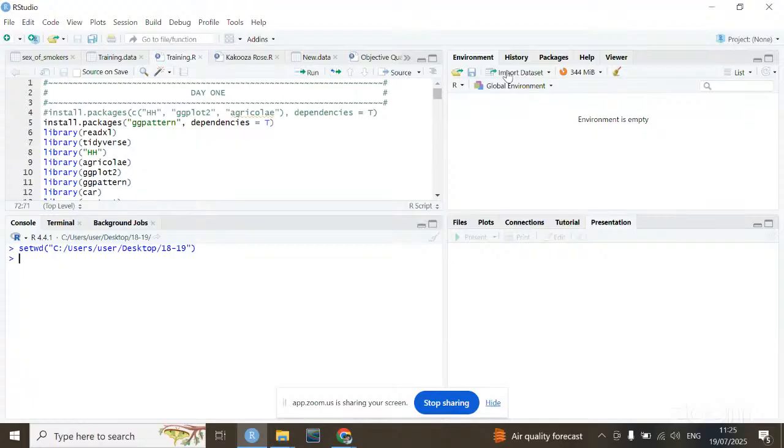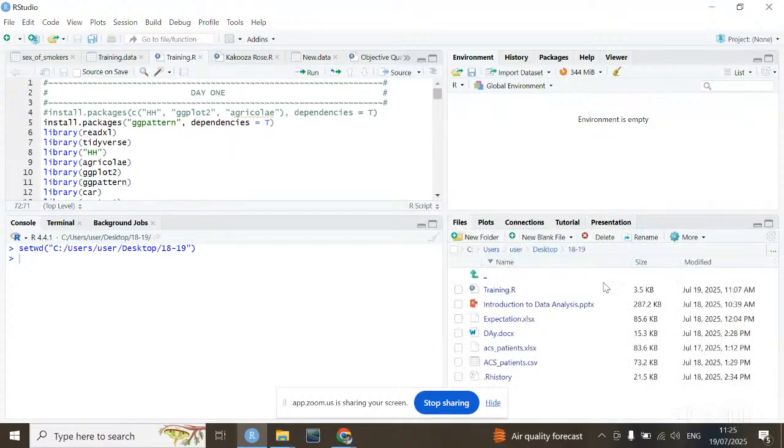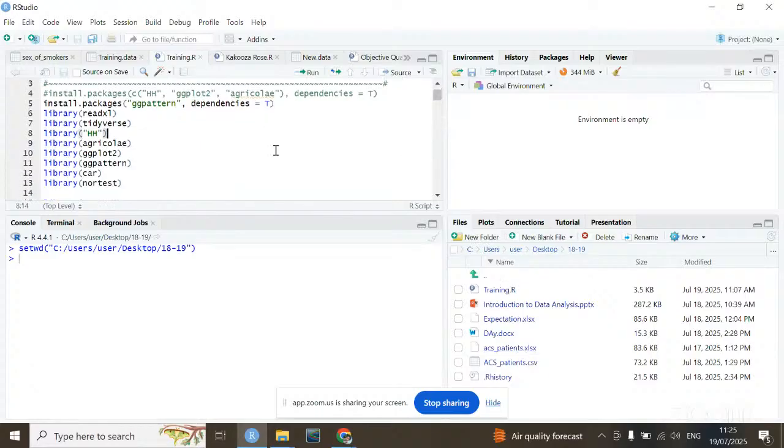You can import the data in SPSS format, SAS, text-based, or CSV, and also Excel. You could come here using this option, or if you have already set the working directory, you come just to File. It will open your directory and show you the files which are inside the folder you are working on. So these are the files I have, and this is the Excel sheet I was working with.